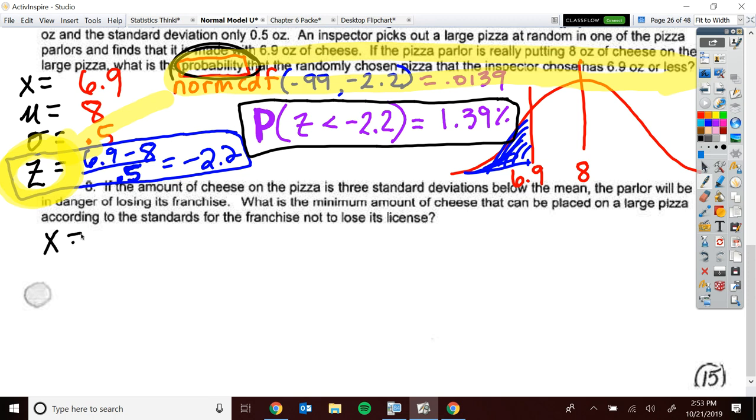So start off this next one. Always start your little side things. FYI, the mean and standard deviation are the same. And I'm highlighting a very important part of this problem.